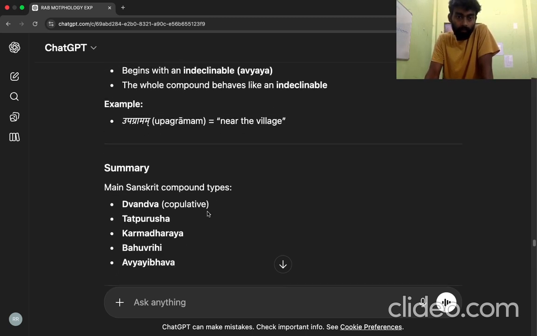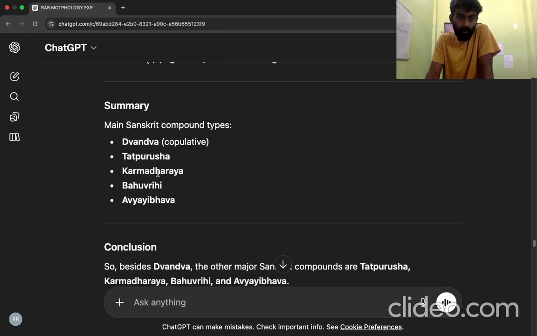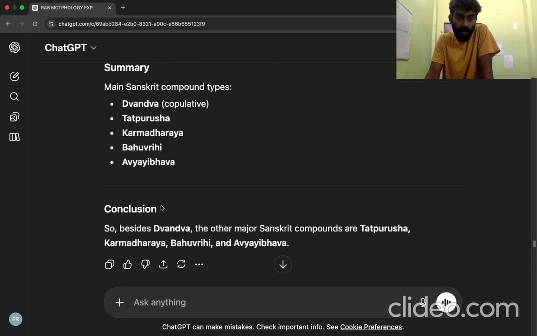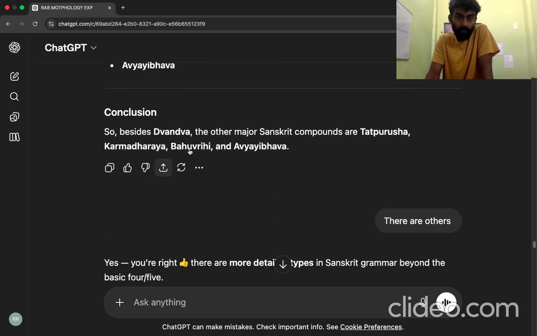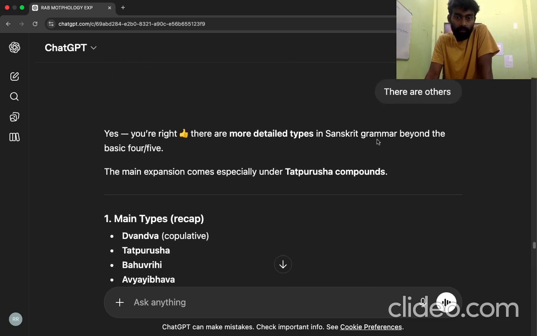Summary, main Sanskrit compound types: Dvandva, copulative; Tatpurusha; Karmadharaya; Bahuvrihi; Avyayibhava. Conclusion: besides Dvandva, the other major Sanskrit compounds are Tatpurusha, Karmadharaya, Bahuvrihi, and Avyayibhava. Yes, you're right. There are more detailed types in Sanskrit grammar beyond the basic four or five.